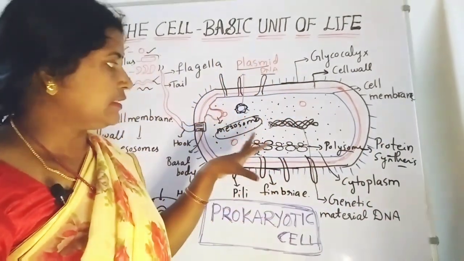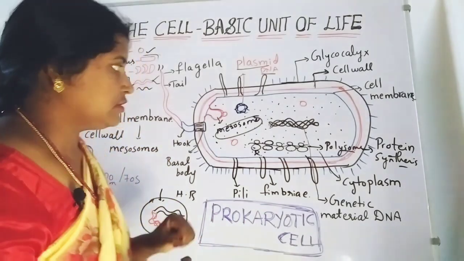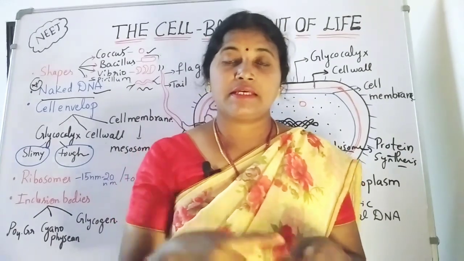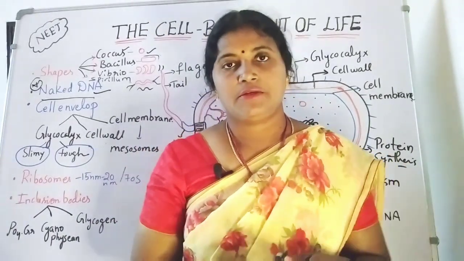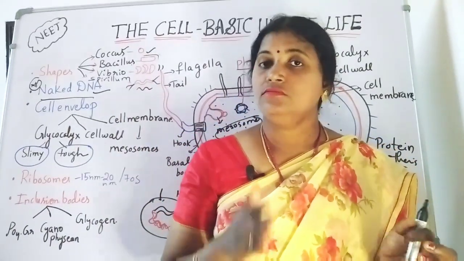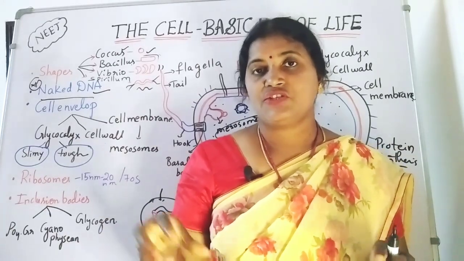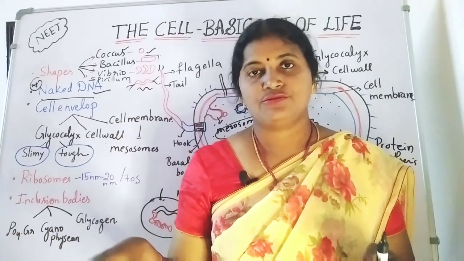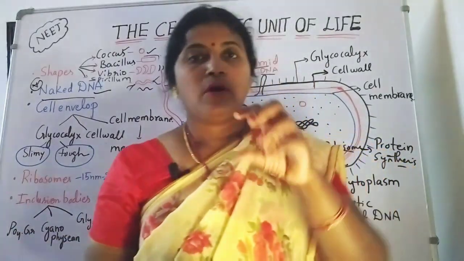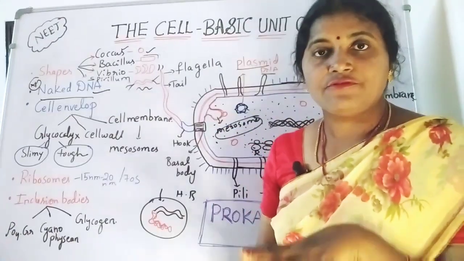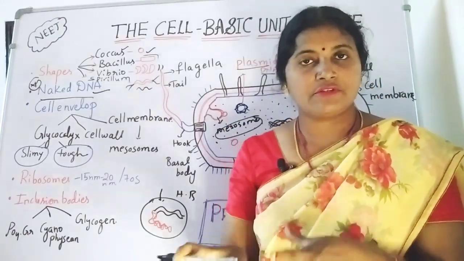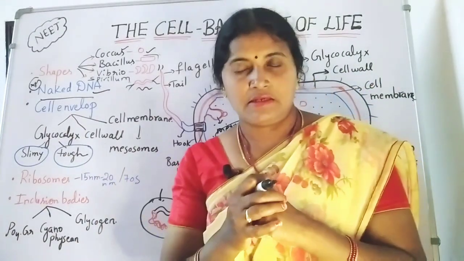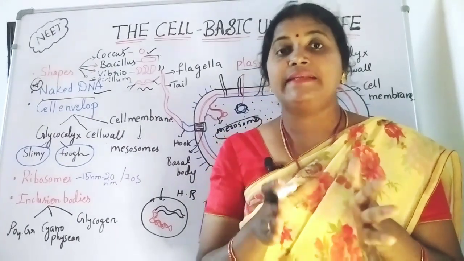Next, these are the ribosomes. Next structures: some bacteria are motile, some are non-motile. Motile means they are able to move from one place to another. Some bacteria cannot move, and they stick to one place, either to rocks or to host tissues. What structures are responsible for the movement of the organism? Those structures are cilia and flagella. We know that the locomotory structures are cilia and flagella.